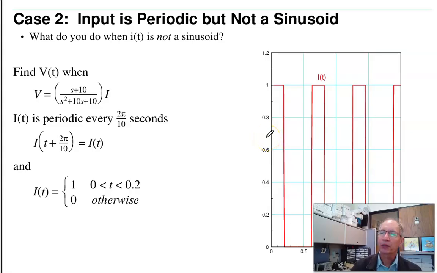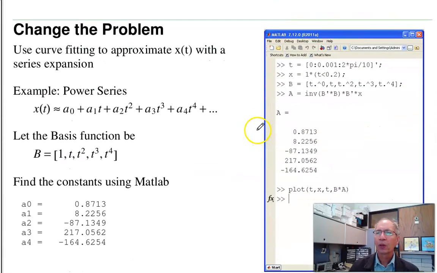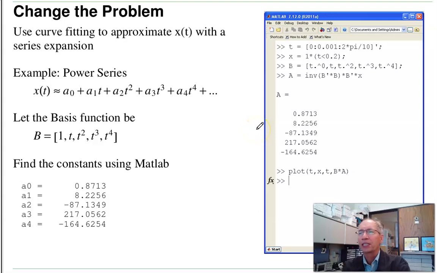Well, again, what we know is if the input was a sine wave, I would know what to do. But this is not a sine wave. How do we handle this problem? Well, one approach is to change the problem. I have x of t as a square wave. That's hard to work with. Let's do a curve fit. I can curve fit pretty much anything. We've done that before a couple of times.